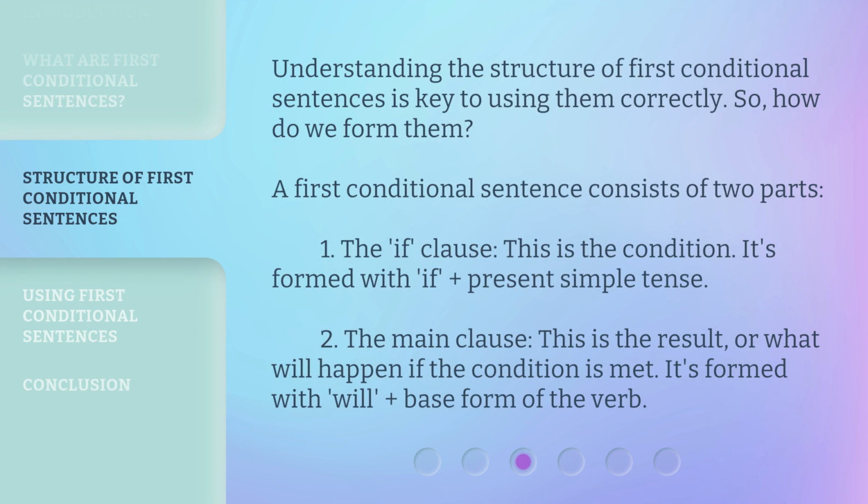Understanding the structure of first conditional sentences is key to using them correctly. So, how do we form them? A first conditional sentence consists of two parts. 1. The if clause. This is the condition. It's formed with if plus present simple tense. 2. The main clause. This is the result, or what will happen if the condition is met. It's formed with will plus the base form of the verb.